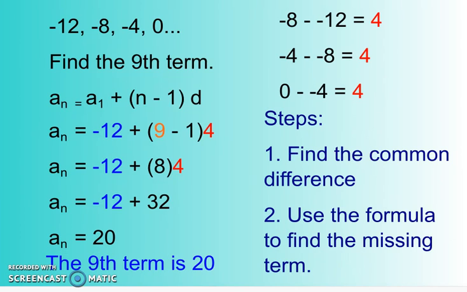So the steps that we did: we found the common difference, then we used the formula to find the missing term. This formula is something that you really do need to memorize. You need to know what each of the parts of the formula means, what a sub 1 is, what n represents, and what d represents. Make sure that you write down this formula, memorize it, and know how to use it.